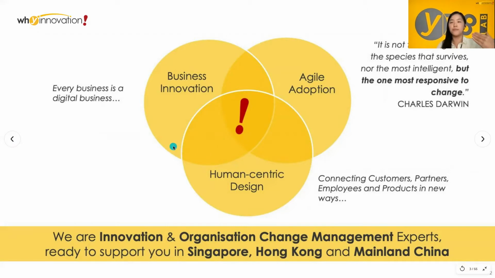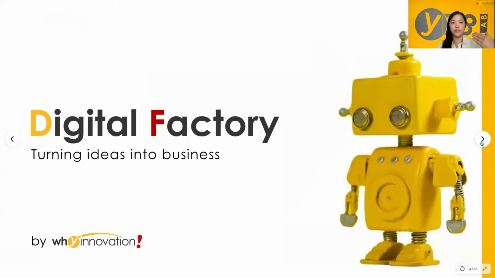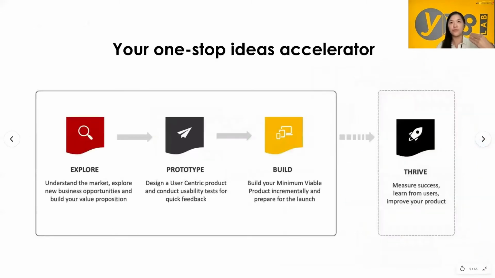Okay, but this webinar is powered by Digital Factory. So Digital Factory is the ideas accelerator arm of Y Innovation. So just a little bit of our services. So we are your one-stop ideas accelerator. So we have 4 main stages. At first, will be the explore stage. In this stage, we will look into your business idea, understand your market, explore new business opportunities, and build your value proposition. So there's a lot of research going on in Explore.